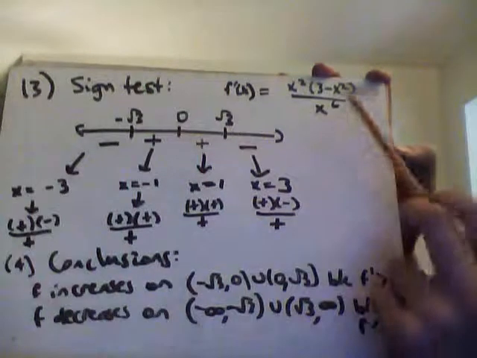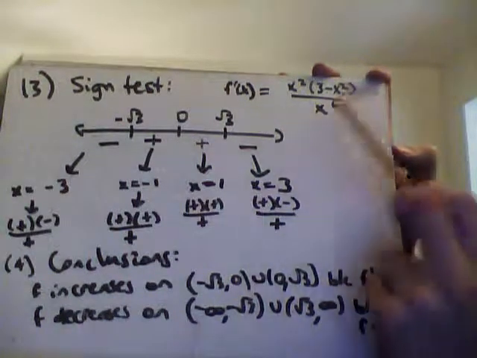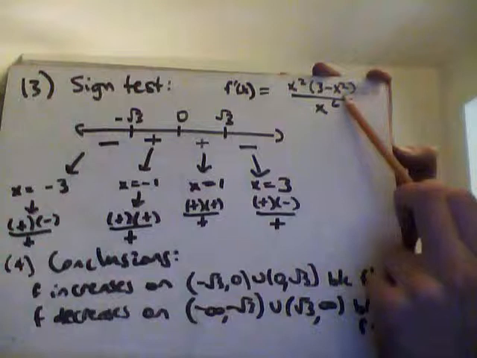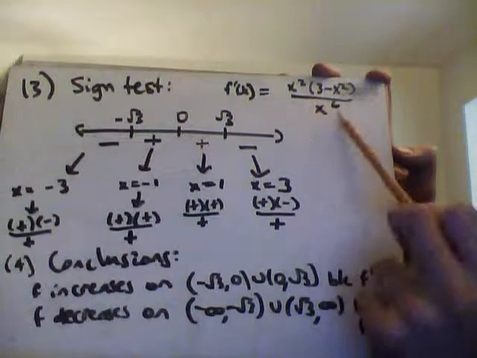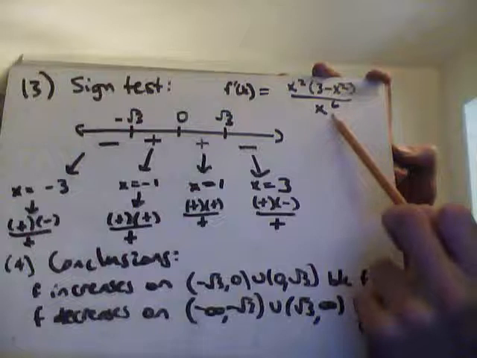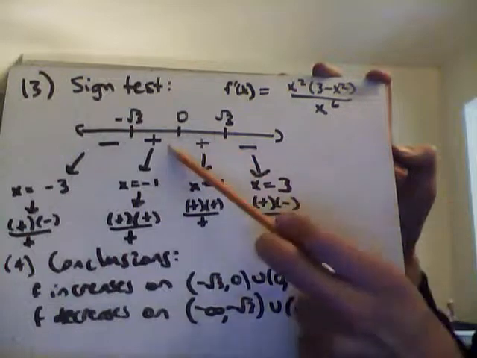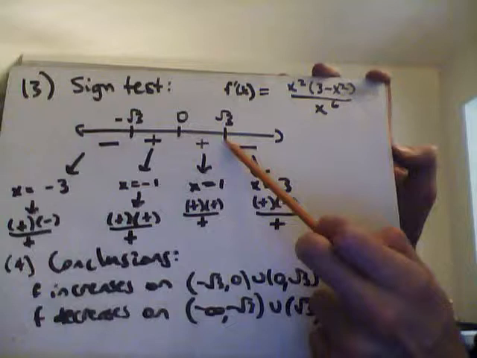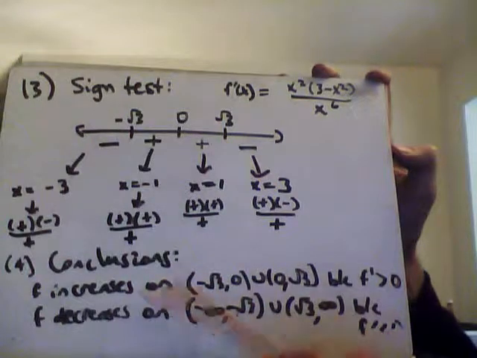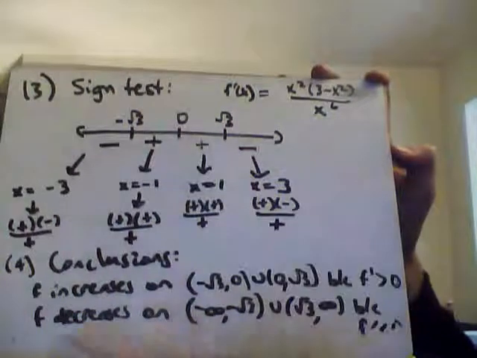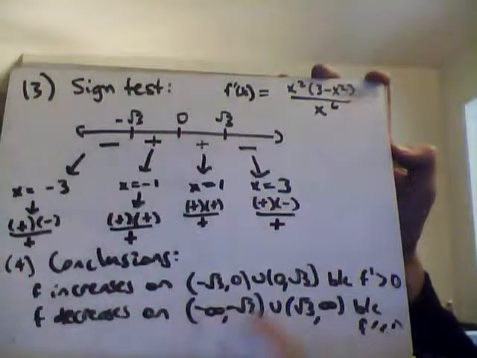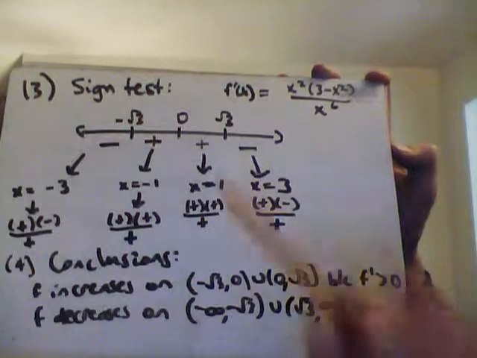This should make sense. If you notice, the roots of negative root 3 and positive root 3 occurred only once. But the root of x is equal to 0, when you go through and you cancel out, it's going to give us an even multiplicity on the bottom. Therefore, we repeat signs on either side of x is equal to 0. Our conclusions: f increases on the interval negative root 3 to 0 and 0 to root 3 because f prime is bigger than 0. And f decreases on the interval negative infinity to negative root 3 and root 3 to infinity because f prime is less than 0.